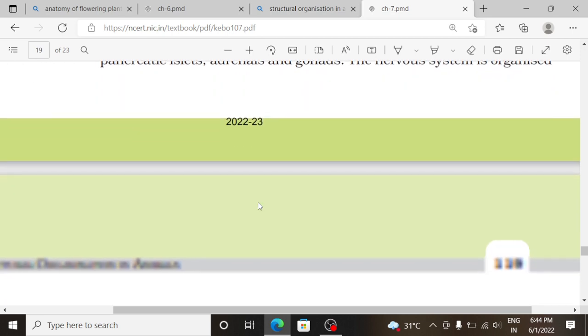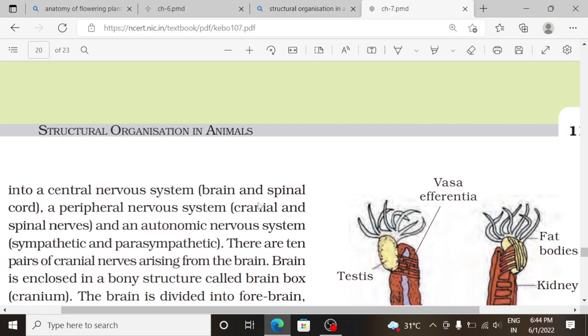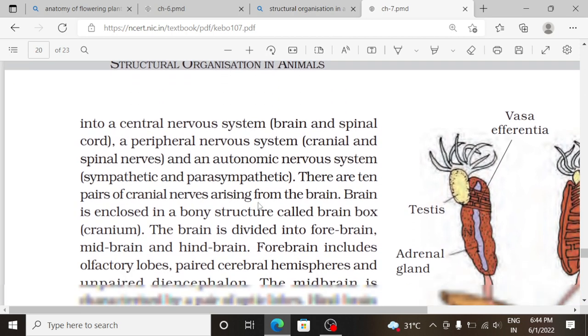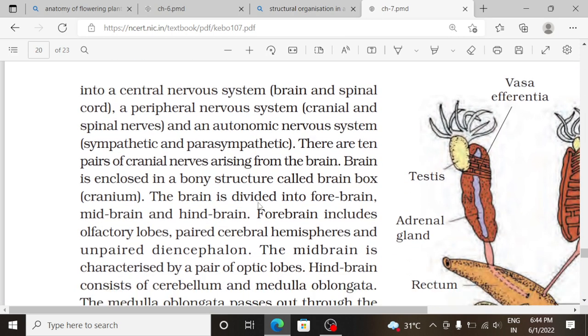The nervous system is organized into a central nervous system, brain and spinal cord, a peripheral nervous system, that is cranial and spinal nerves, and an autonomic nervous system, which is categorized into sympathetic and parasympathetic. There are 10 pairs of cranial nerves arising from the brain.